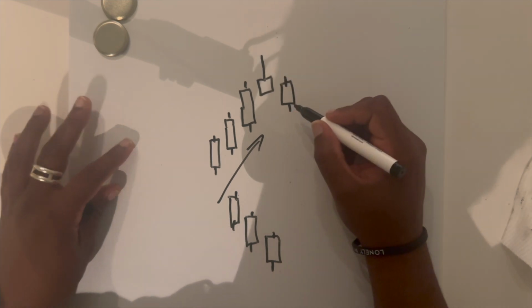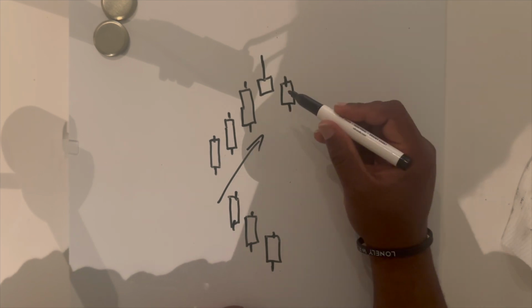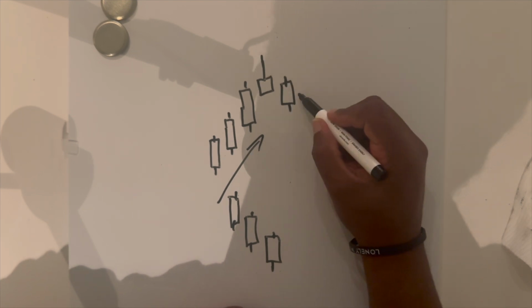So this is how you would enter. With this lower low and lower high, no matter what time frame you're looking at it on, you want to wait for that third candle, and typically this is where people get tricked out.